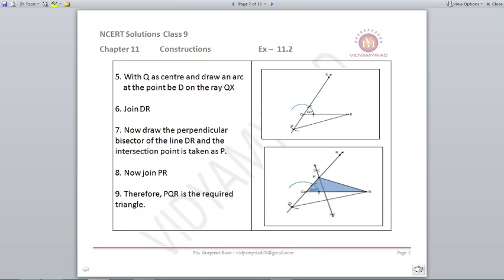Now join the line DR. On DR, draw the perpendicular bisector. Wherever they meet on the QX line, that point will be known as P, and join PR. So you got the required triangle PQR.